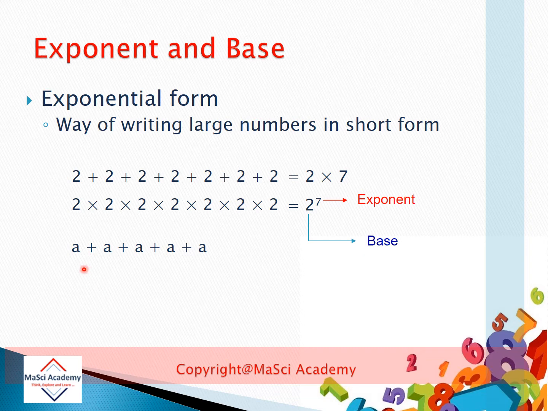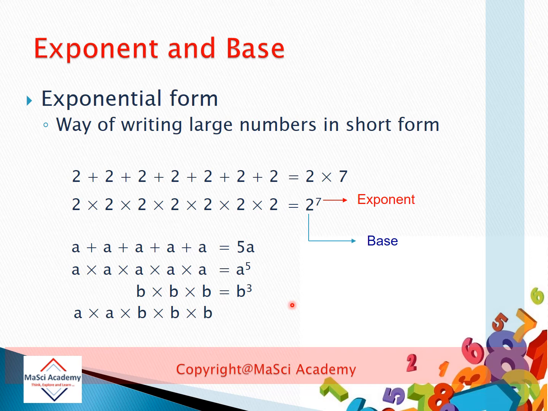If we think of a variable a and we add it 5 times, the answer would be 5a. But if we multiply the variable a 5 times, we get the answer as a to the power 5. So in case of addition, the coefficient of the variable is increased, and in case of multiplication, the power of the variable increases. B into B into B becomes B cube.